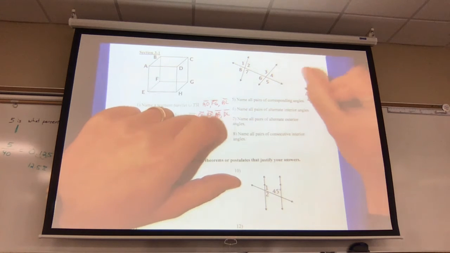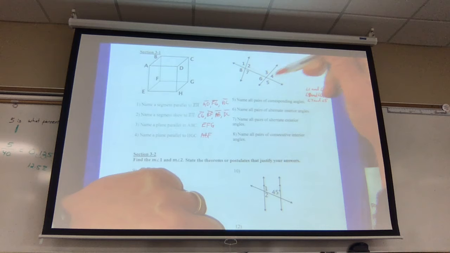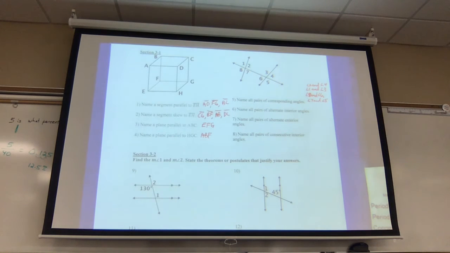1 and 3 are going to be corresponding angles. And 2 and 4 are your other pair. So if they hold the same place on your transversal, that makes them corresponding angles.